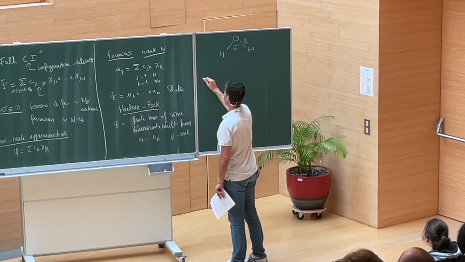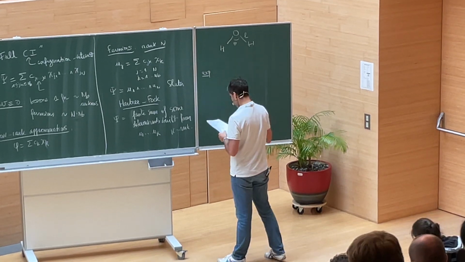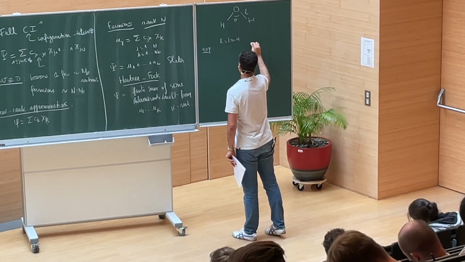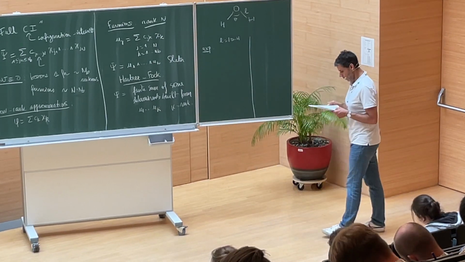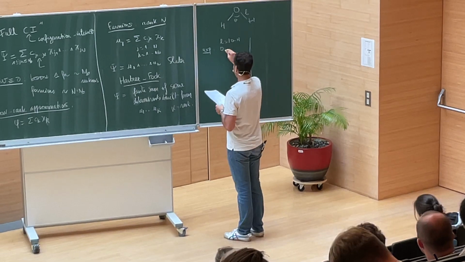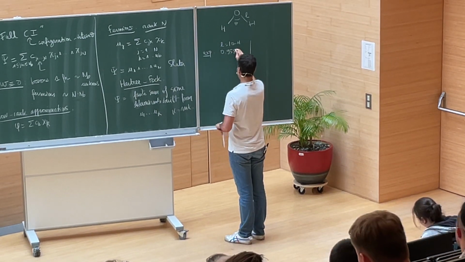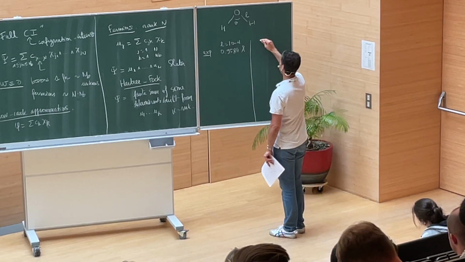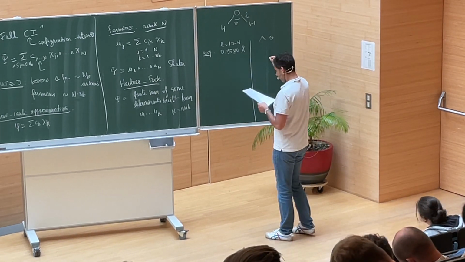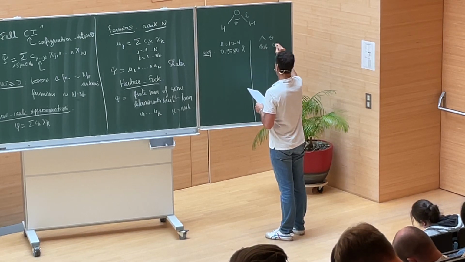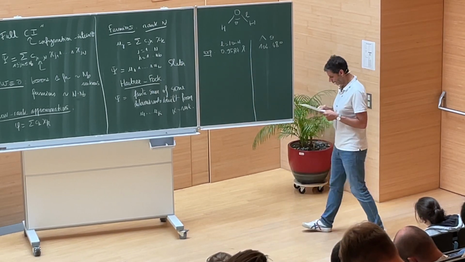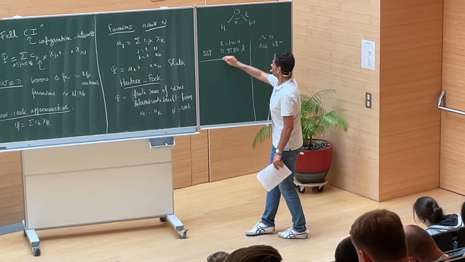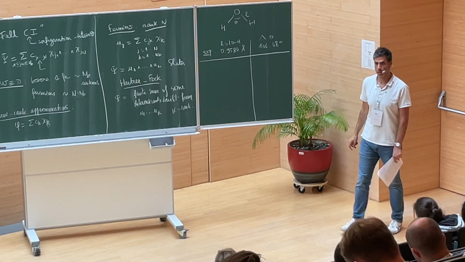So what is the experimental value? The experimental value for L, the length of the bond, is 0.9584 Angstrom. And then what's the angle? Theta is 104.48 degrees. That's the experimental value. Now, let me tell you what you get when you do Hartree-Fock.